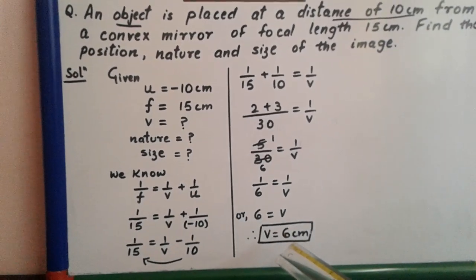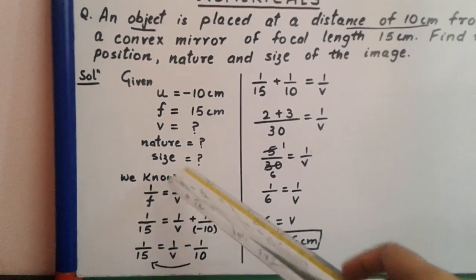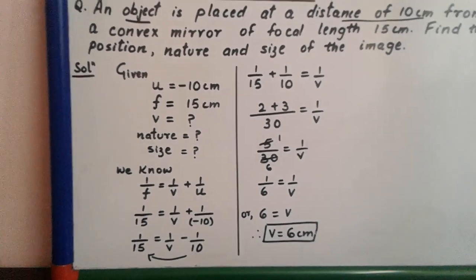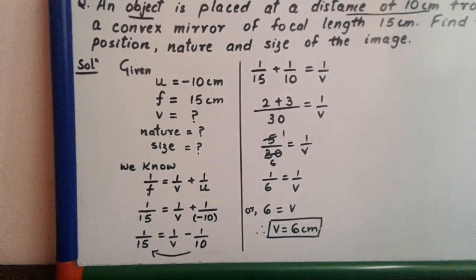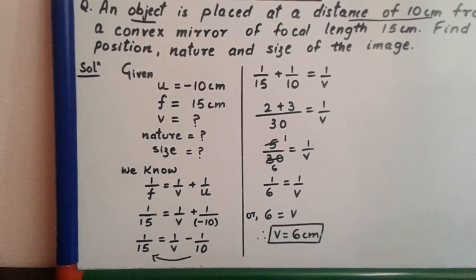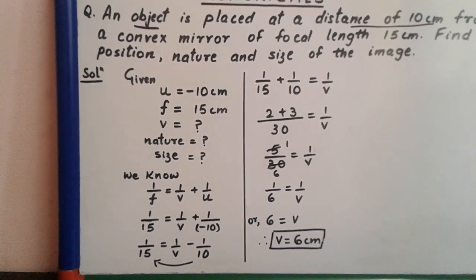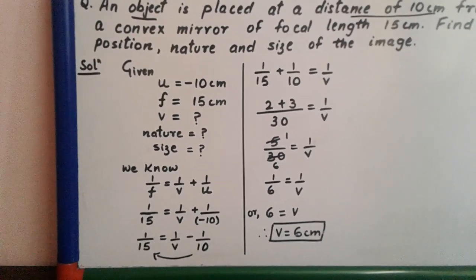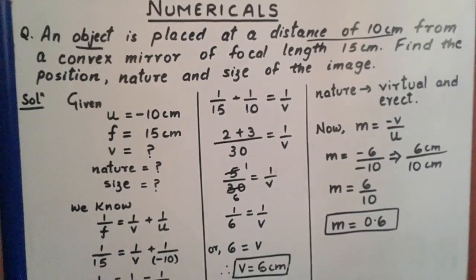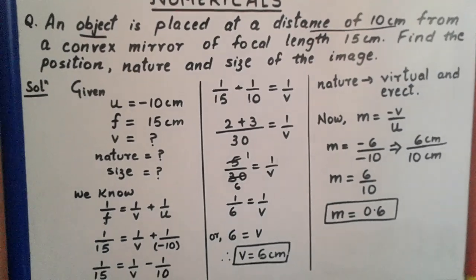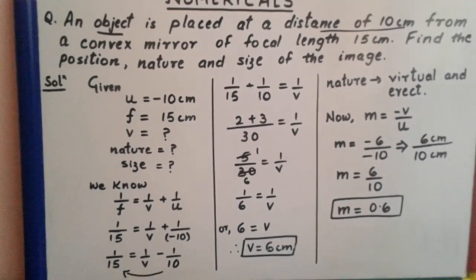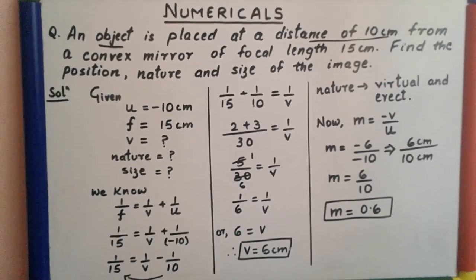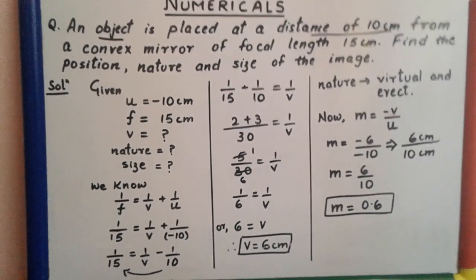Since v is equal to plus 6 cm, therefore the nature of the image will be what? The nature of the image tells us that v falls on the positive x-axis. With a convex mirror, of course, it gives virtual image, and the sign also tells us that it is going to give us virtual image. Now you can see that based on the value that we have obtained for v, the nature of the image is virtual and erect.